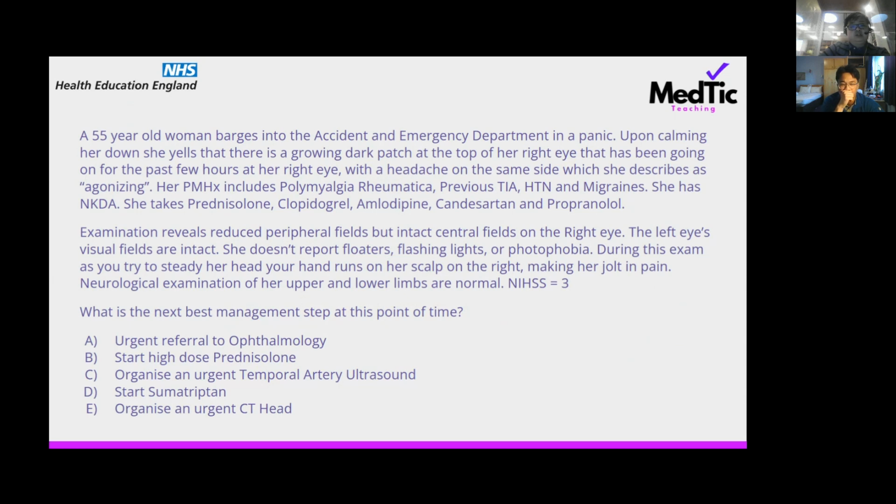You do an examination and you find that her peripheral vision is reduced on the affected right side, but the central vision is preserved and the left side is asymptomatic. She doesn't report any other ophthalmological signs. When you try to brush her hair through the scalp, she just jolts in pain and says that was painful. To make sure, you do more neurological examinations which are normal, and her NIHSS score, which is a screen for stroke, is 3. What is the next best management at this point in time?